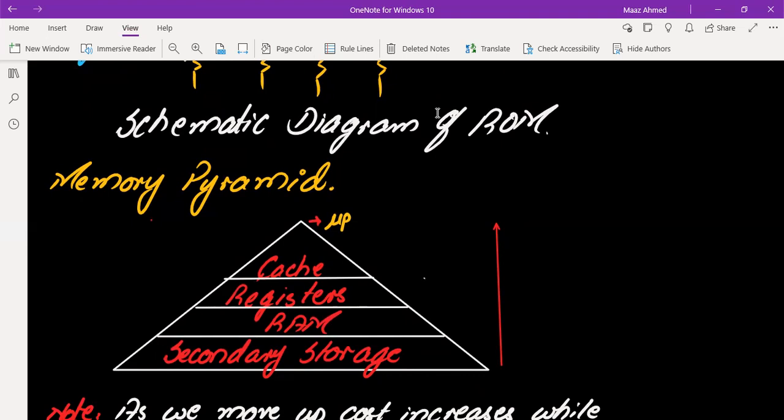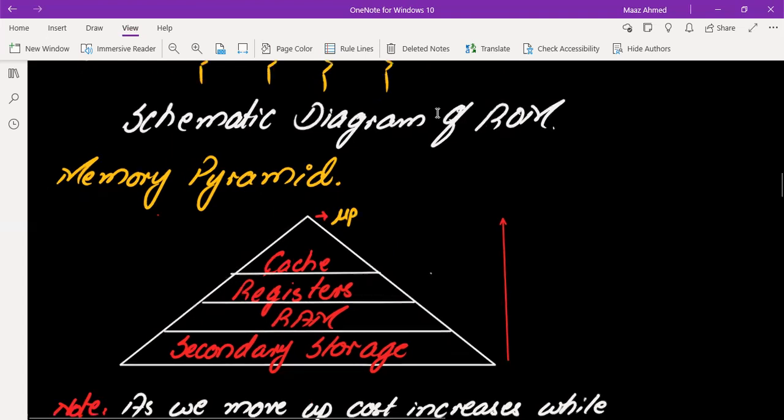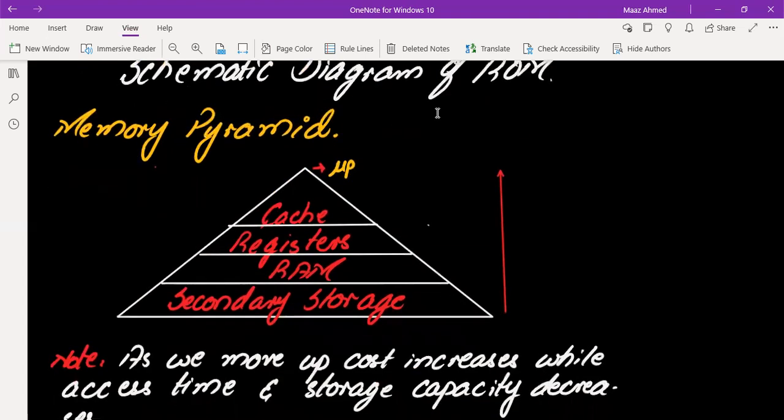Then we do have the registers. We will be dealing with the registers in detail after this topic. Then we do have this RAM. We discussed this as well. And then we do have the secondary storage devices. We will be dealing with them as well. Now there is an arrow, an upside arrow. What does this upside arrow represent? There is a note placed over here.